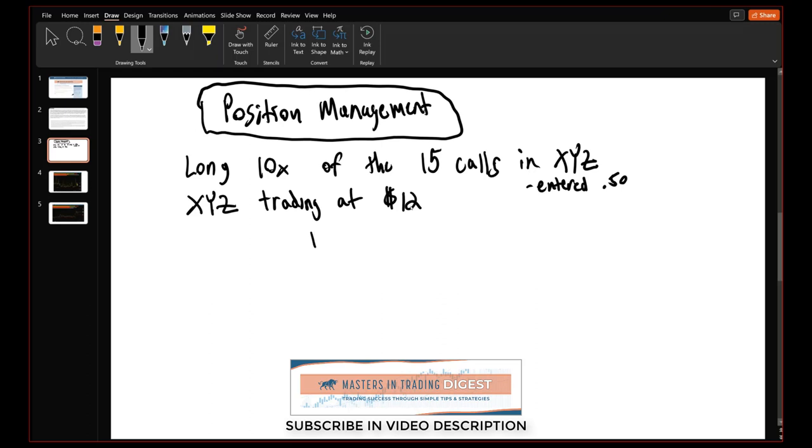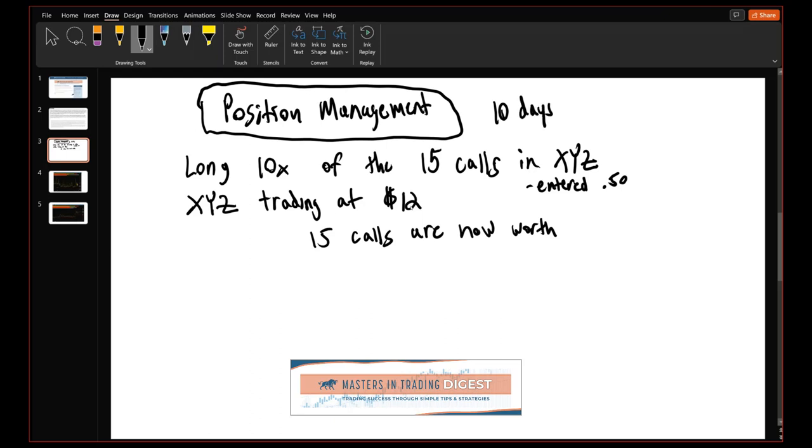The 15 calls are now worth, what are the 15 calls worth? There's 10 days until expiry. What are those 15 calls worth? 10 days left. Say volatility is like 50. Not crazy. XYZ is trading at 20. Didn't I say 20? Why did I write 12? That's a cool little trick I didn't know I could do.